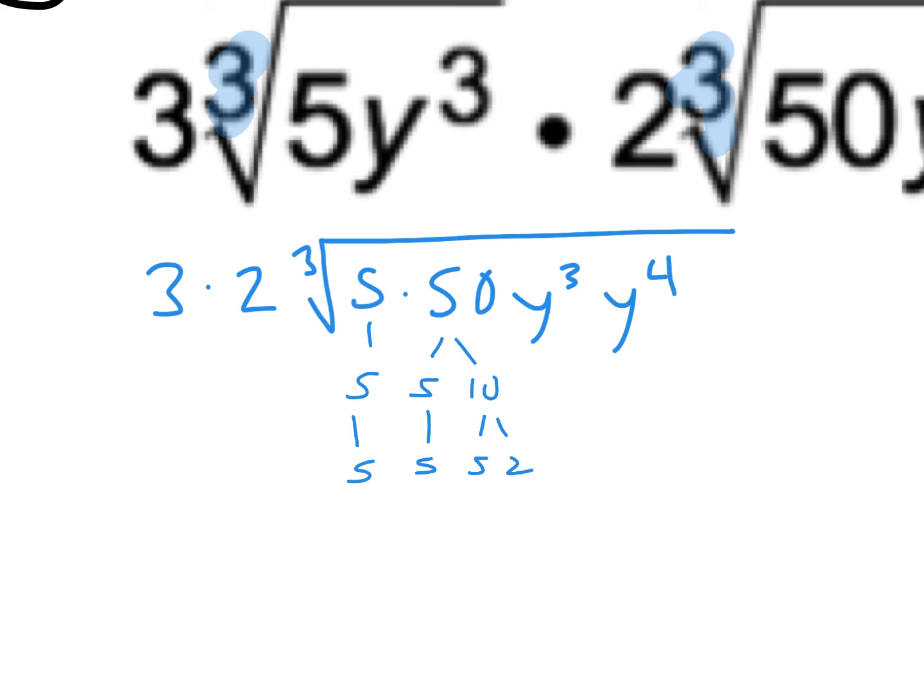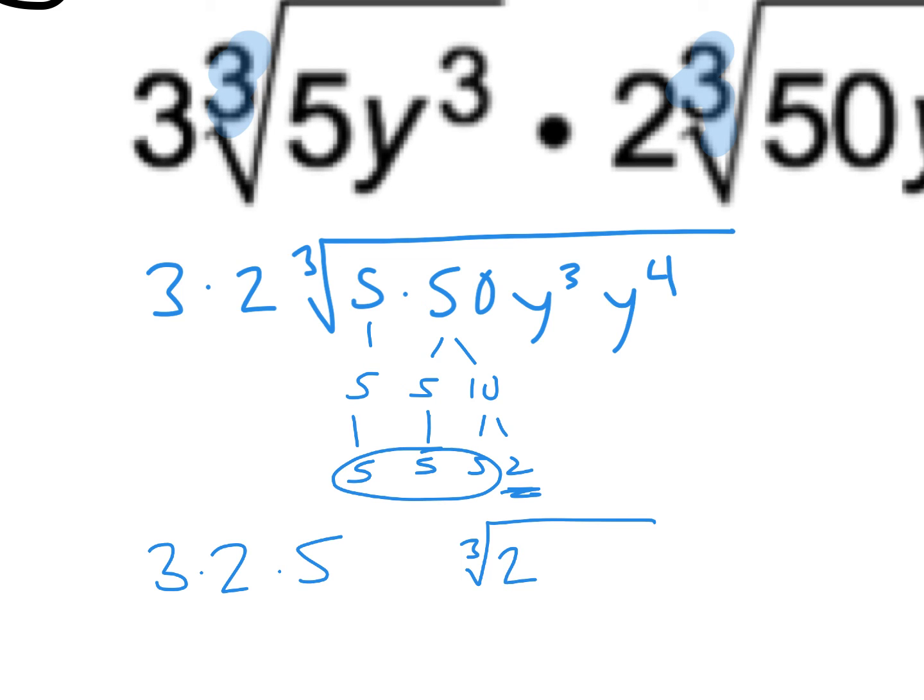I'm circling groups of how many? 3. Groups of 3. Perfect, because I have 3 5's. So what comes to the outside? The 5. And I already have a 3 times 2 on the outside, so I'm just going to put that 5 with them. And what stays on the inside? What did I not circle? The 2. So that's going to stay on the inside.